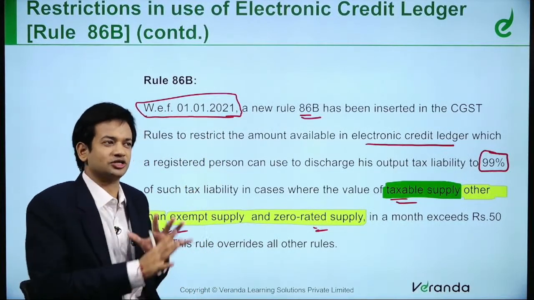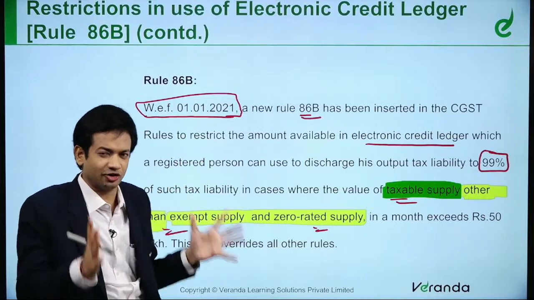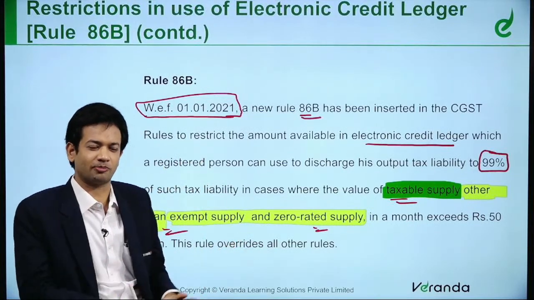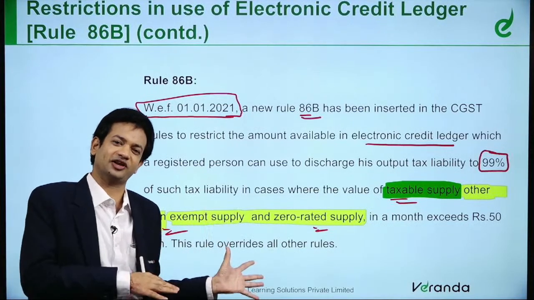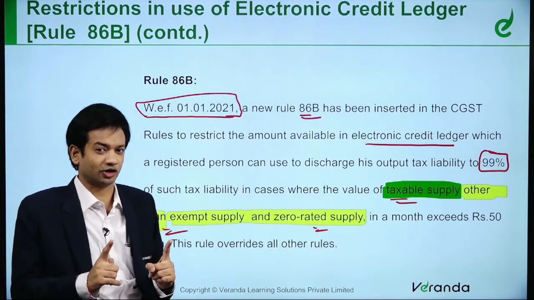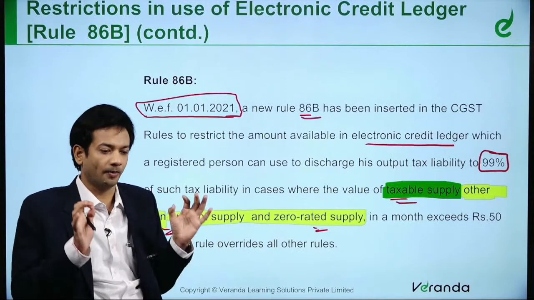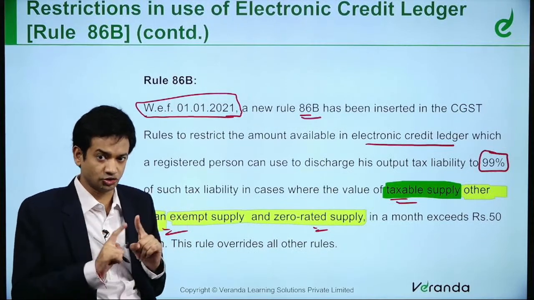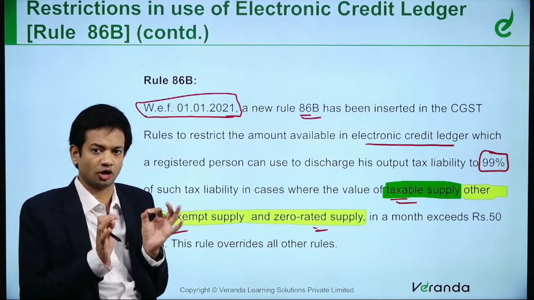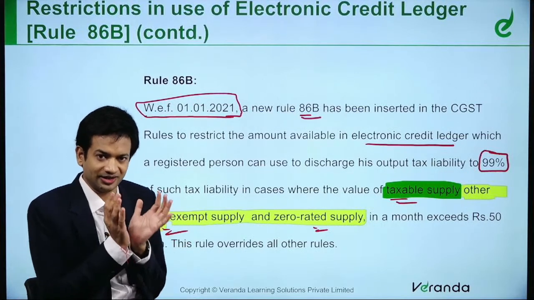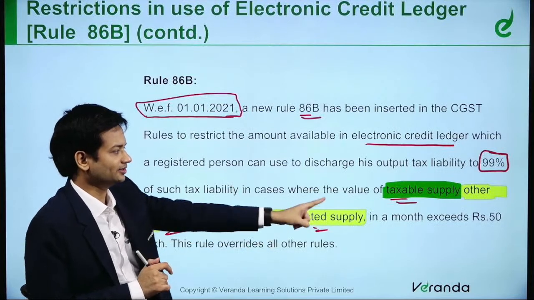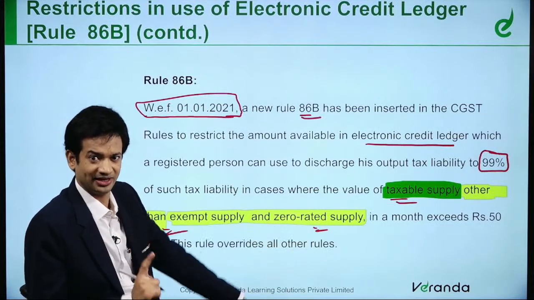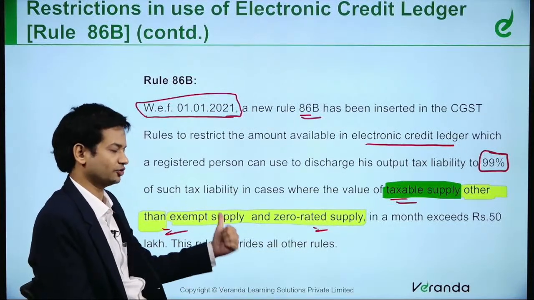So please be careful, because generally in common parlance in the GST law, we always talk about aggregate turnover for a financial year, for the preceding financial year. But here we are talking not about aggregate turnover, but the value of taxable supplies. Normal turnover for a state, right? And value of taxable supply, but excluding exempt supply and zero rated supply.